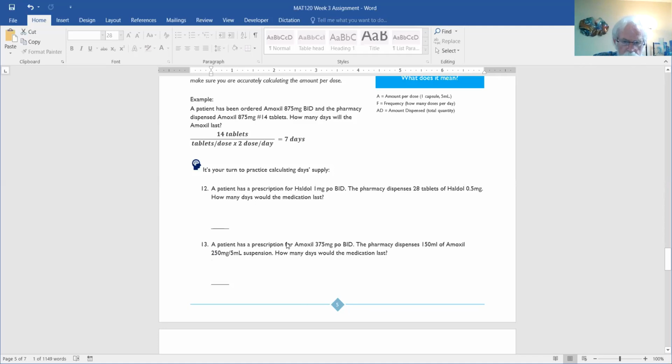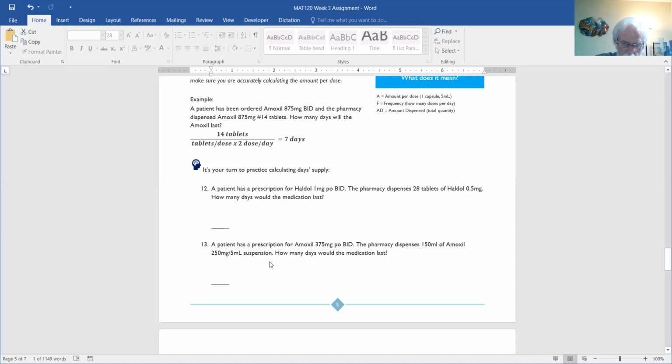So we look here, the dose prescribed is 375 milligrams. The dose on hand is 250 milligrams, and the quantity is 5 milliliters. So here we're going to be dividing 375, the dose prescribed, by 250, the dose on hand, and then multiplying by 5 milliliters. If we do that calculation, 375 over 250 is 1.5, times 5 would be 7.5 milliliters per dose.